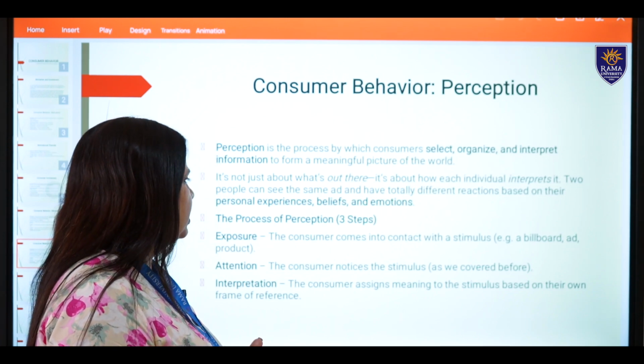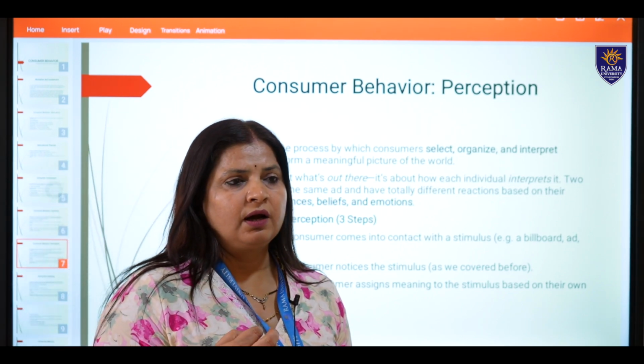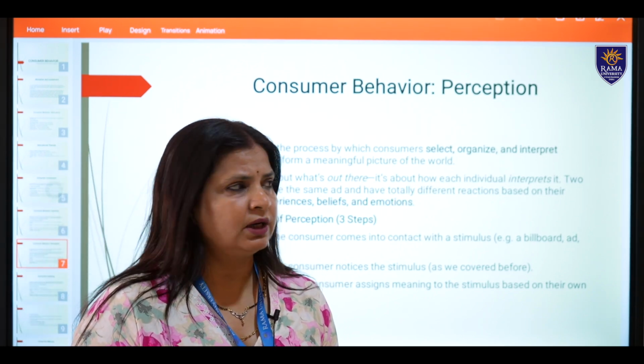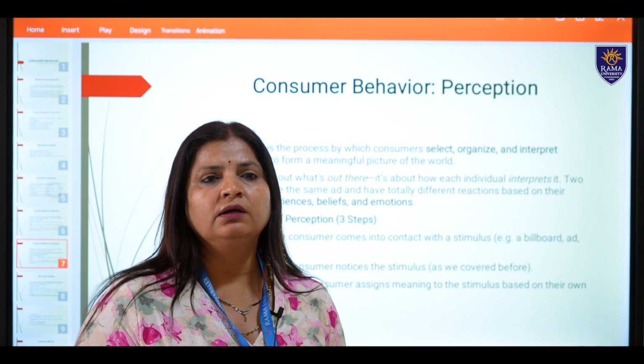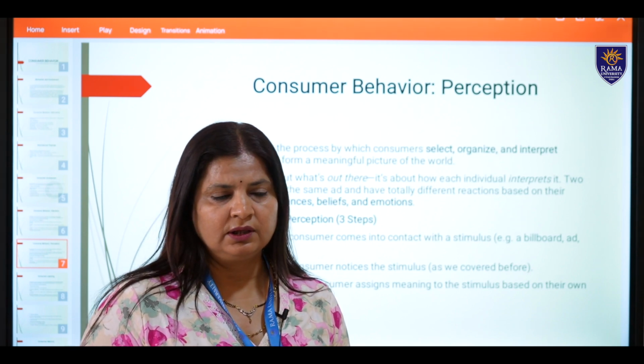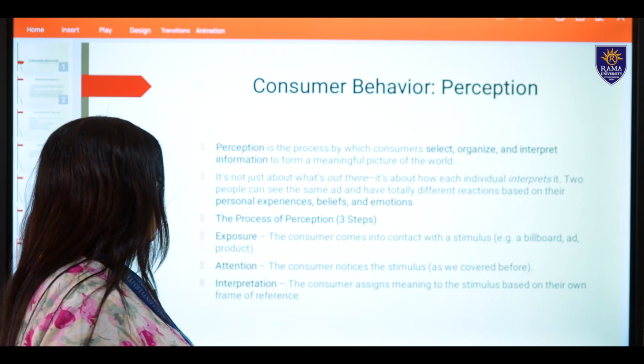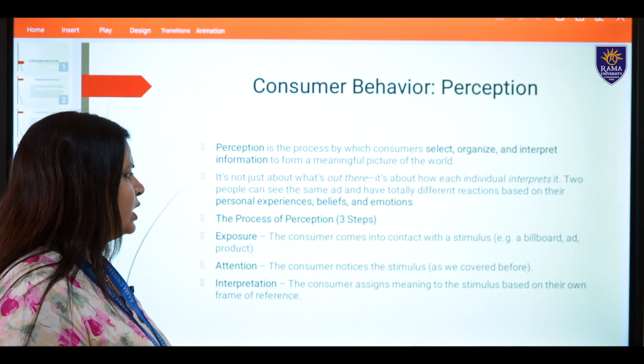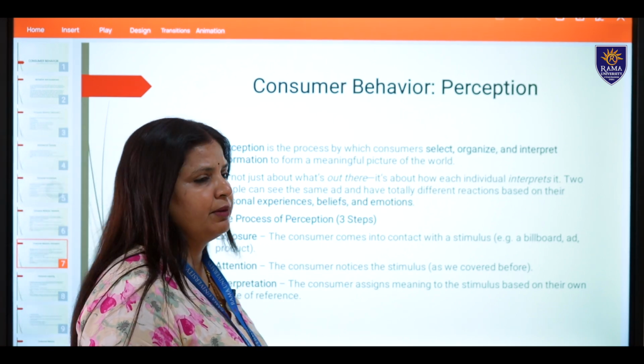Attention: the consumer notices the stimulus. If any consumer is attentive to the product, that is attention. Interpretation: the consumer assigns meaning to the stimulus based on their own frame of reference.